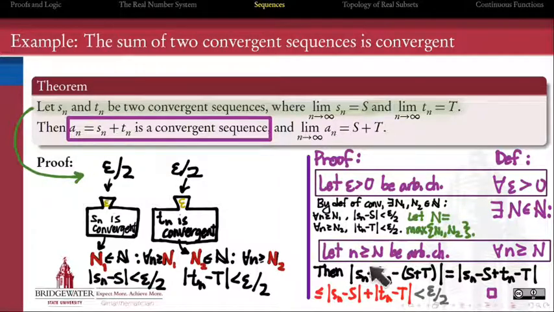But also, because n is greater than or equal to capital N, which is the max of n1 and n2, that implies little n is also greater than or equal to n2, and therefore this inequality is satisfied. And so Tn minus T absolute value is also less than epsilon over 2. And then when I add those two things together, I get epsilon, and that completes the proof.